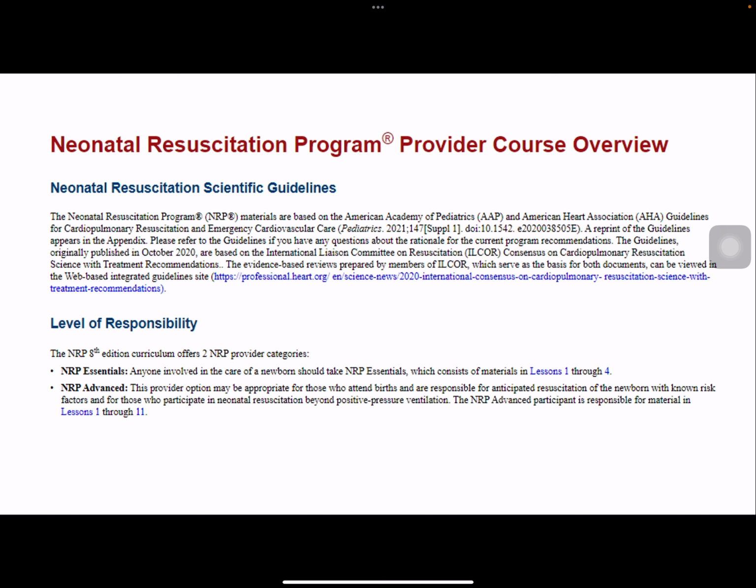Anyone involved in the care of a newborn should take NRP essentials, which consist of material in lesson 1 through 4. And the NRP advanced: this provider option may be appropriate for those who attend births and are responsible for anticipated resuscitation of the newborn with known risk factors, and for those who participate in neonatal resuscitation beyond positive pressure ventilation. I think this is mainly for the pediatric registrars and the residents. This type of people should go through from lesson 1 to lesson 11. I'll show you the lessons.